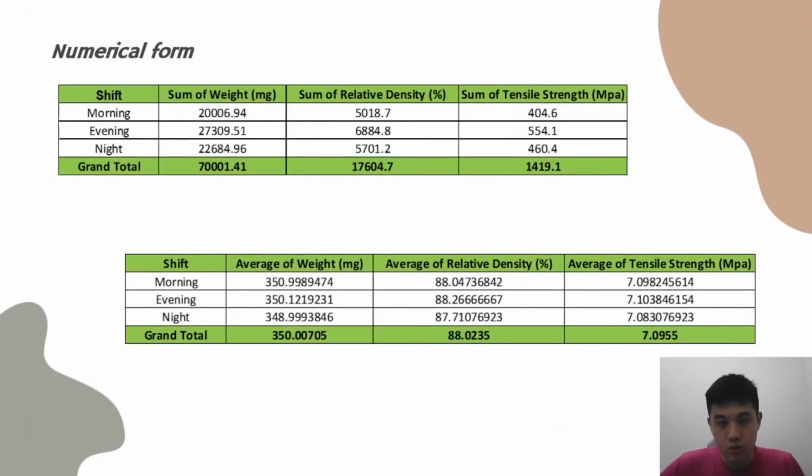So we extract this data into numerical form, tabular form, and graphical form. So first we can see the sum of weight for different shifts and the grand total, sum of relative density, and sum of tensile strength. And next, at different shifts, we also get the average of weight, average of relative density, and average of tensile strength.